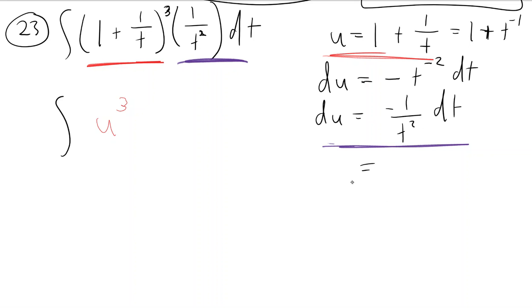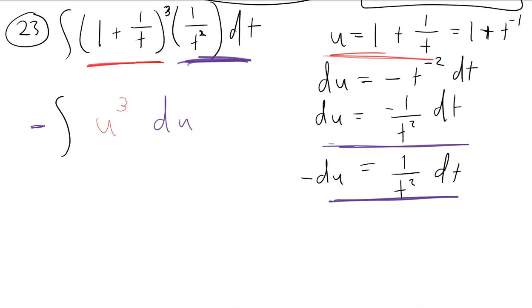So I suggest that you just make one more line. No need to do any more in your head than you want or than you need to. So I really want this to be positive 1 over t squared dt. And so what I would have to do to this side is multiply it by a negative 1. And so to keep it balanced, you better multiply this side by a negative 1. So to replace all this stuff in purple, you have to do that by replacing a negative du.